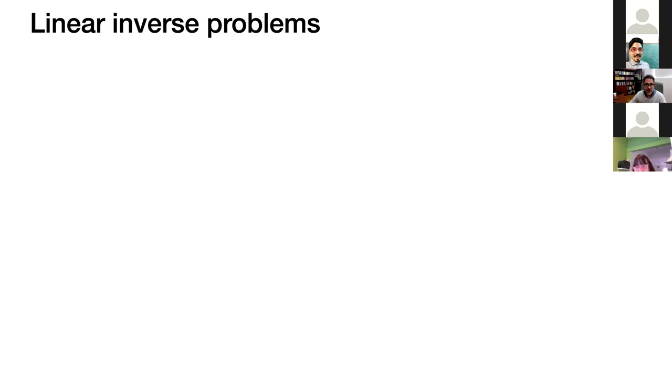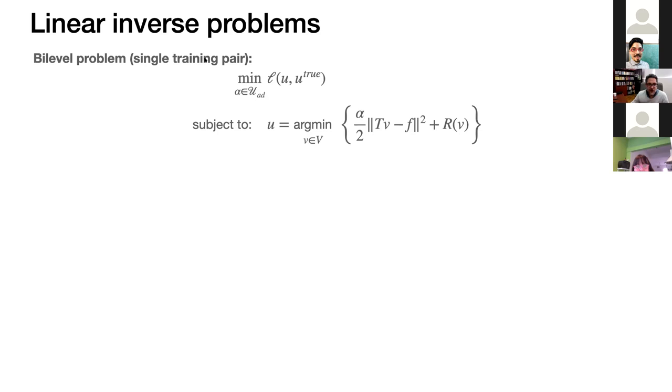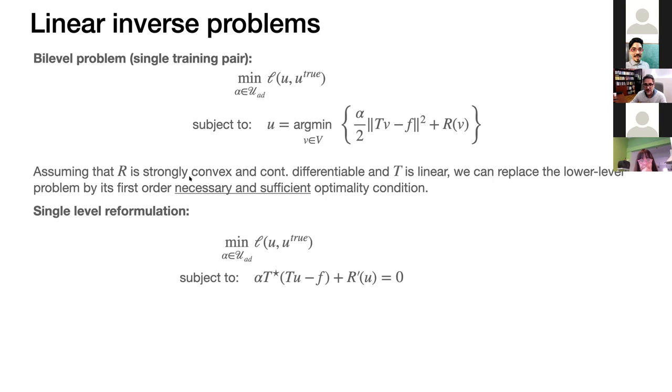So in the case of linear inverse problems, and now I'm using a single training pair for simplicity, you have just one true solution and some noisy measurement, and you want to learn from this true solution. The aim here is to minimize this loss function subject to this variational minimization problem. In this setting, we assume that R is strongly convex, but apart from that, continuously differentiable, and T is a linear operator. Once you have this linear operator and the convexity, then you may replace the bi-level problem by a single level optimization problem, where you just have the optimality condition of the lower level as a constraint.